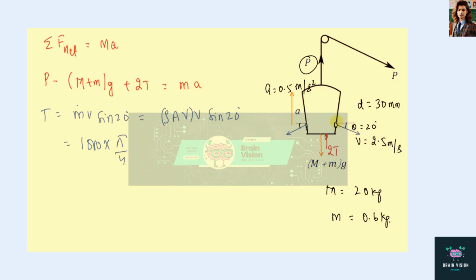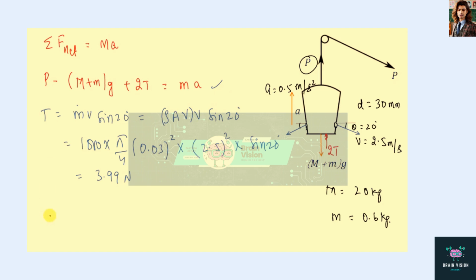Now the diameter for this hole is 30 mm, so it would be 0.03 and it's squared, times this will become V square, so we are given 2.5, and it's squared, times sine 20 degree. Now we can solve it and we'll get this thrust force to be nearly 3.99 Newton. Now we have all the values, we can plug it here.